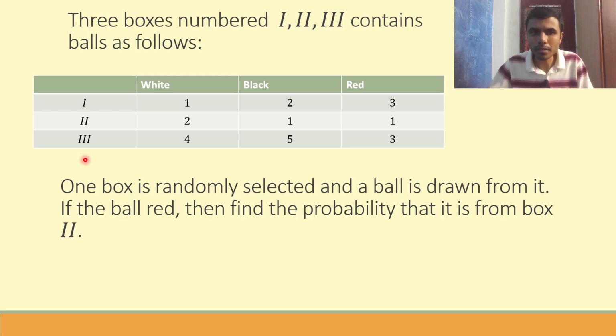Next, what they are saying is one box is randomly selected and a ball is drawn from it. Any one of the boxes is randomly selected. There are three boxes, right? Any one of the boxes is selected, and they took out a ball.